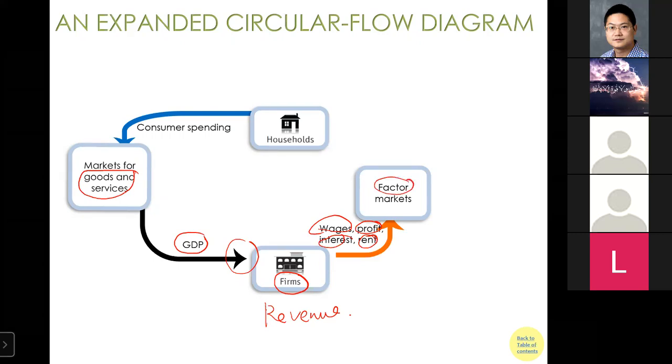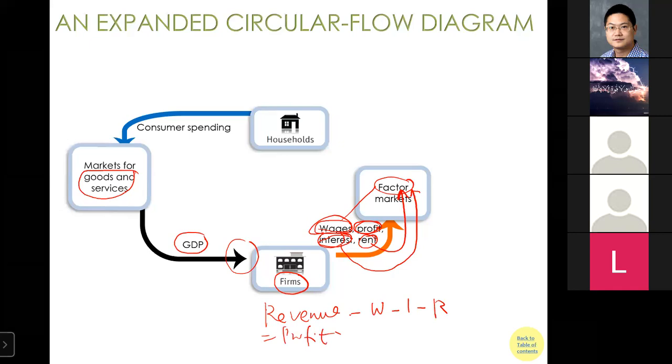Let's go one by one. Wage is the payment to labor, so this is the factor market. Interest is the cost of using capital. This is another factor. Rent is the cost of using land or buildings. So, one more factor. And then finally, profit: revenue minus wage minus interest minus rent. So you may have some profit.